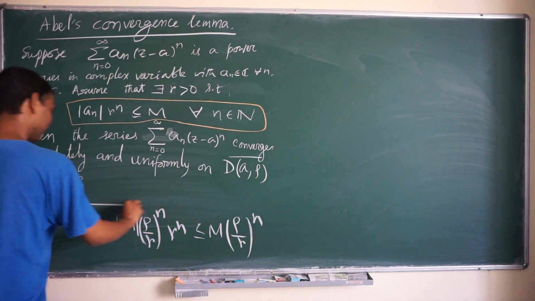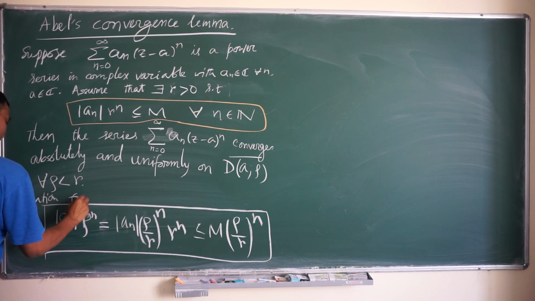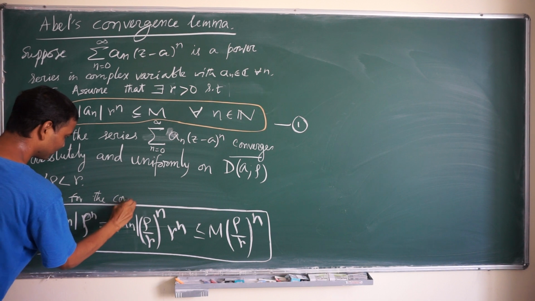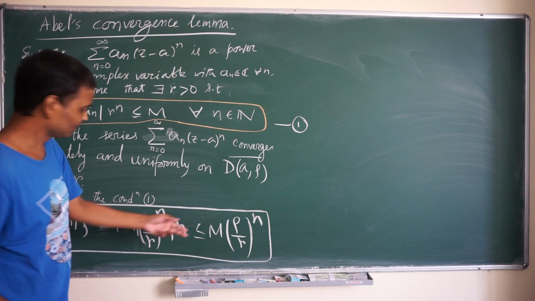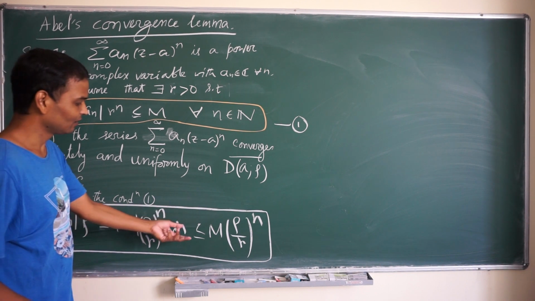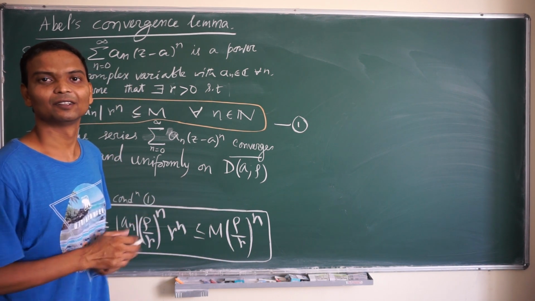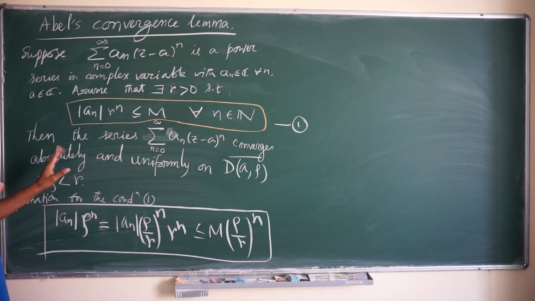So this simple calculation is the explanation for the condition here, the condition 1. You see, now we put summation this side, so you can compare this series with the series summation rho to the power n with this, and this is a geometric series with rho by r which is less than 1, and hence we have the convergence this side. This is it.